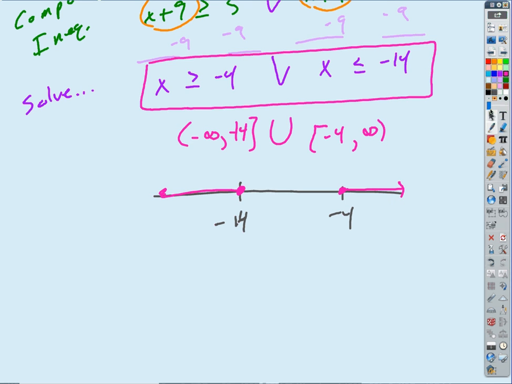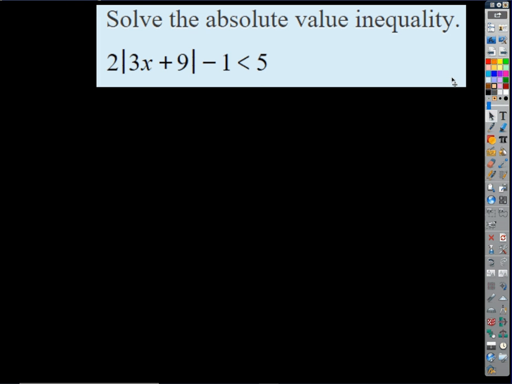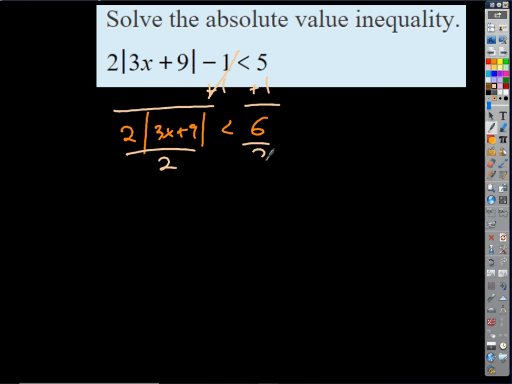Okay. All right, last one. And you're just working. So what about this one? What are we going to do first? Add 1. Times the absolute value of 3x plus 9 is less than 6. Good. Okay. And we got there. Now we isolated the absolute value. So the absolute value of 3x plus 9 is less than what, 3?